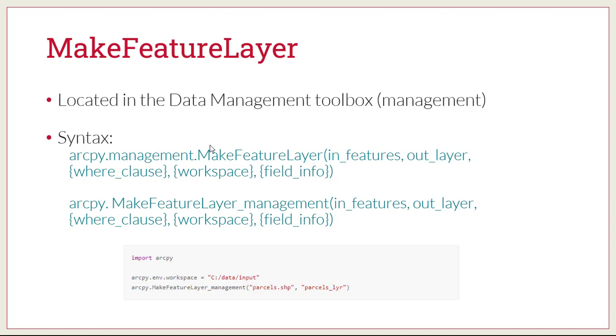So for Make Feature Layer, it requires an in feature and an out layer. You have to give it that information. Optional in here are a where clause, your workspace, and field info. The short code snippet at the bottom here shows an example of using this tool to create a feature layer called Parcels_lyr, which is a common naming convention, putting the dataset name followed by _lyr, from a GIS dataset on the C drive that's called parcels.shp.